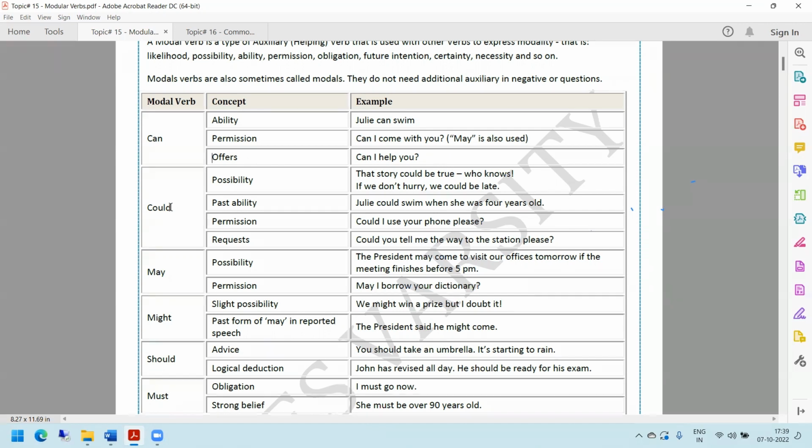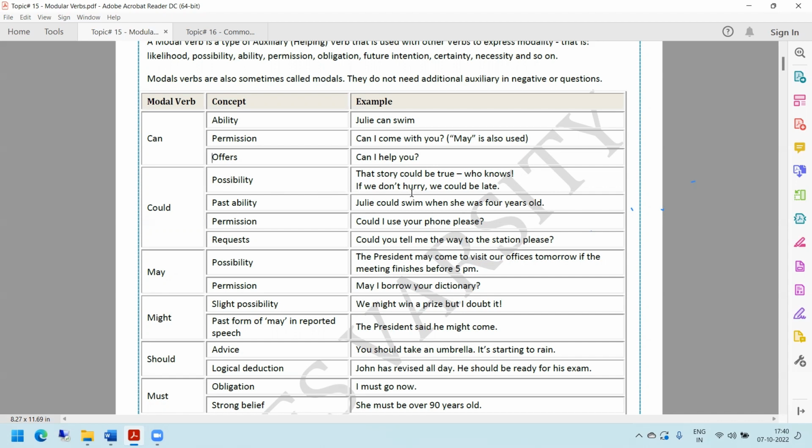Similarly, could. Could is used to express possibility, past ability, permission, requests. Can is for present ability, could is for past ability. We will compare them as well in the next topic. Possibility: that story could be true. It's a possibility that the story may be true. Who knows? That story could be true, to express possibility.